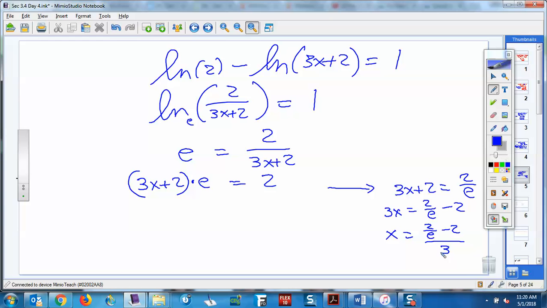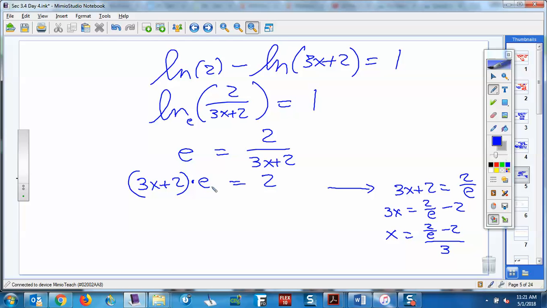Now I know for some of you, you don't like that because you might mess up how you write that or something, and that is a danger. So maybe you'd be better off on your calculator doing 2 divided by e, right, and getting a decimal, and then subtracting 2 and then dividing by 3. Maybe that would be better. It's up to you, okay? So you could leave it like that, or you could then get your decimal.